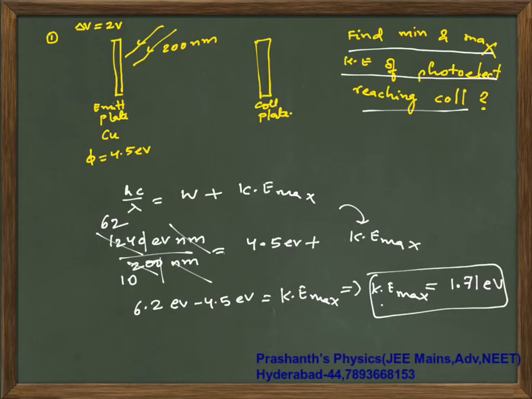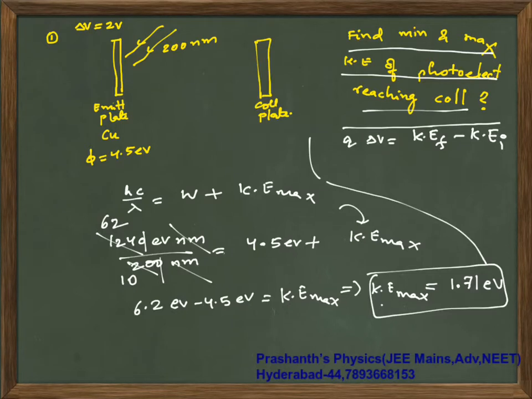Now your charge times potential difference is Ke final minus Ke initial. Right? From the electrostatics chapter, your charge times potential difference. This potential difference is 2 volt. Q value is 2. So 2 electron volt is equal to Ke final minus Ke initial. So your initial kinetic energy can be 0 or it can be 1.71.